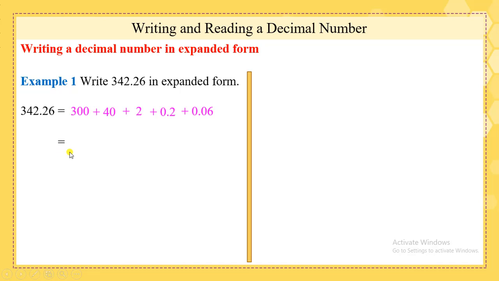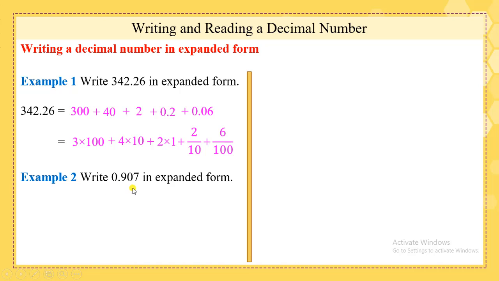Now 300 is written as 3 multiplied by 100 plus 4 multiplied by 10 plus 2 multiplied by 1 plus 2 over 10 plus 6 over 100. Then the expanded form of 342.26 is 3 multiplied by 100 plus 4 multiplied by 10 plus 2 multiplied by 1 plus 2 over 10 plus 6 over 100.